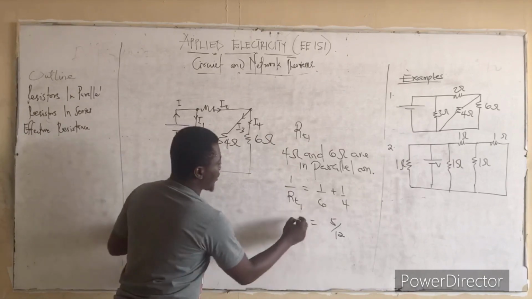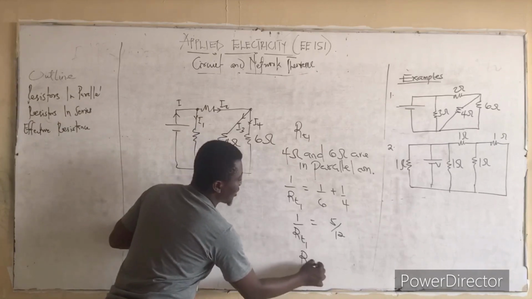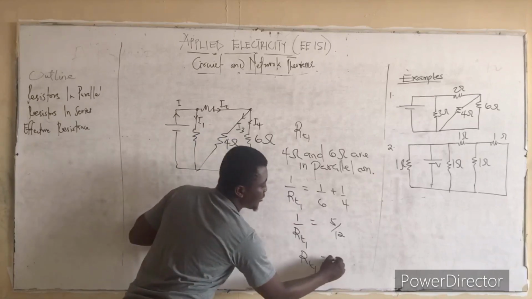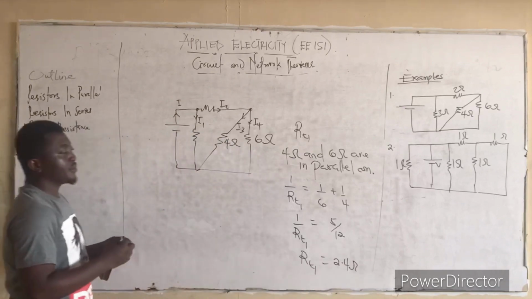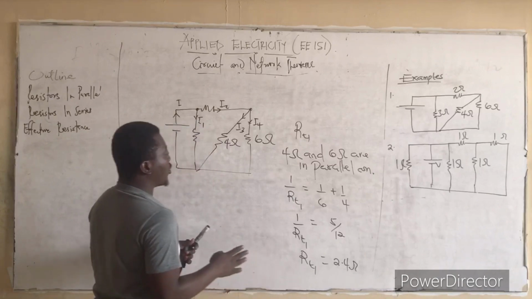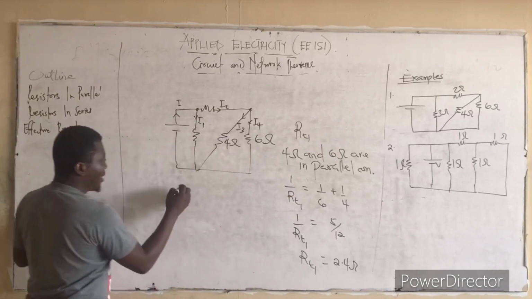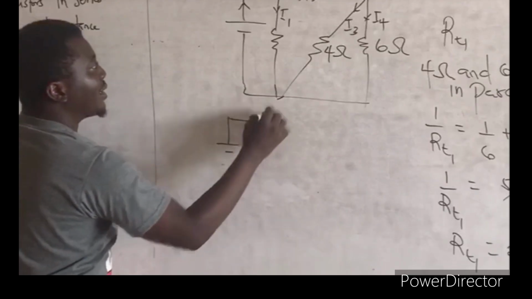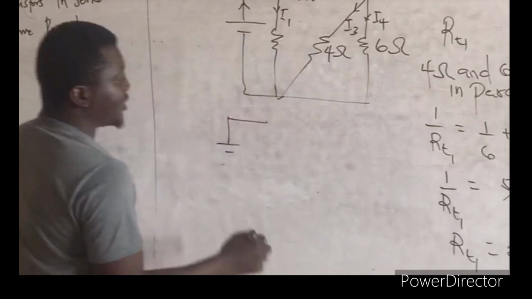That is when you do it on the calculator. So you have 1 over RT1. So your RT1 is going to be, you reciprocate. So you get 12 over 5, which is 2.4 ohms. So after getting 2.4 ohms, what can you do again? Now this circuit, you can redraw. If you redraw now, these two resistors are meant to form one resistor, which is our RT1.